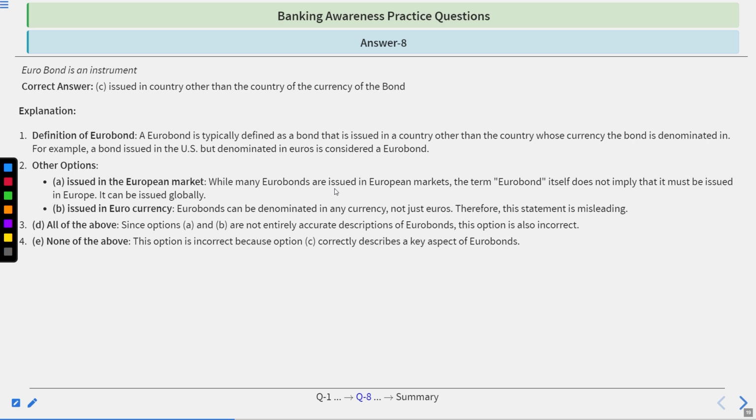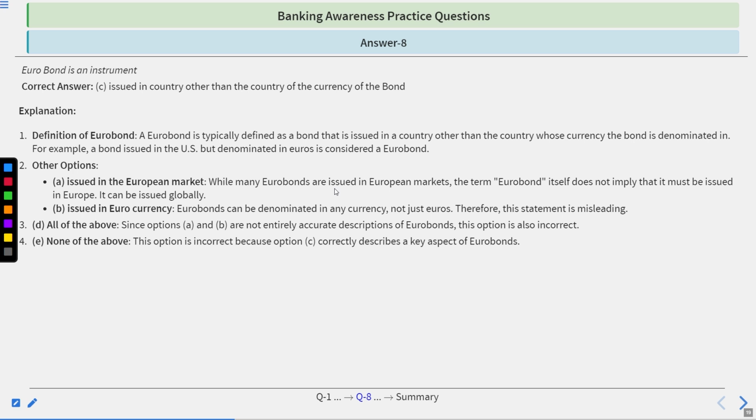Other option, issued in the European market. While many Eurobonds are issued in the European market, the Eurobond itself does not imply that it must be issued in Europe. It can be issued globally. Issued in euro currency. Eurobonds could be denominated in any currency, not just euros. Therefore, this statement is misleading.